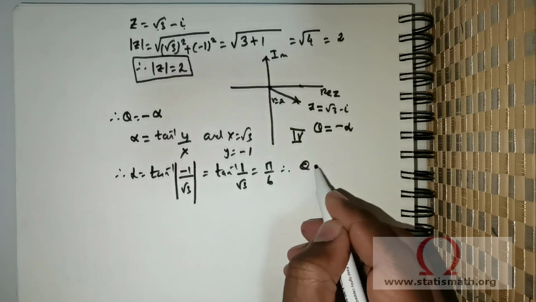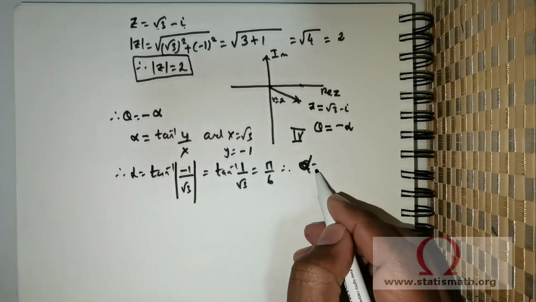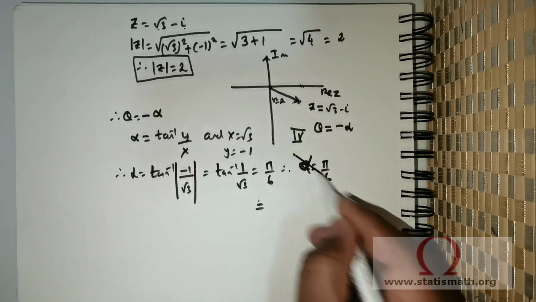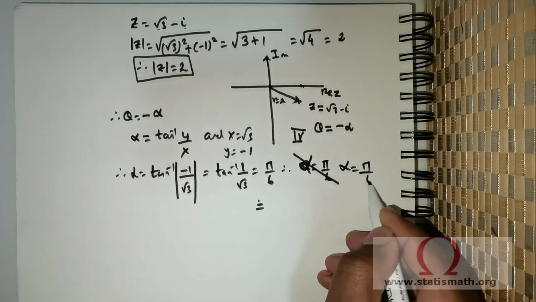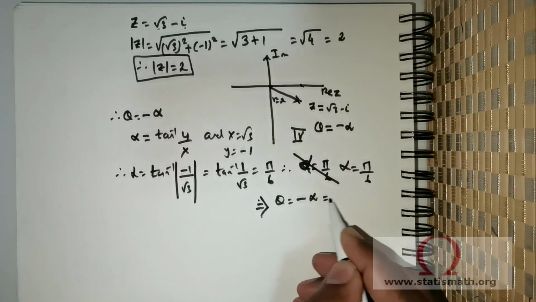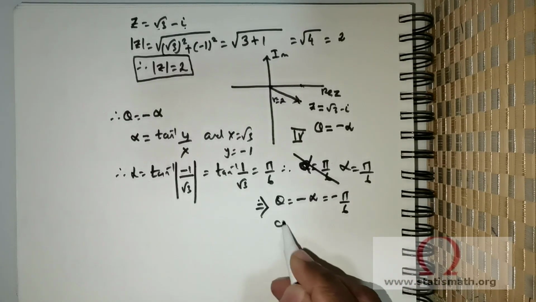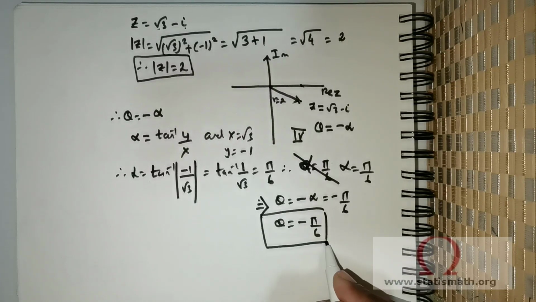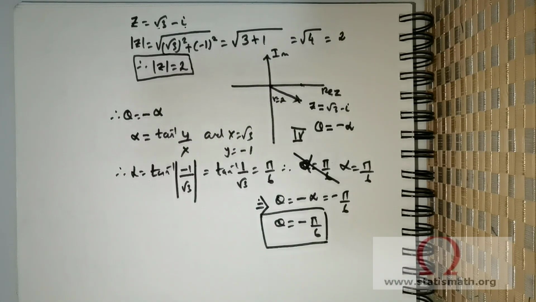So therefore the value, let me write down the value of alpha. Alpha is pi over 6. Okay, alpha is pi over 6, so this means theta is negative alpha, which is negative pi over 6. So you can write theta to be negative pi over 6, which is the final answer to the question.